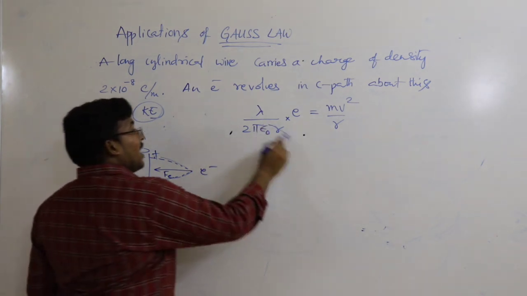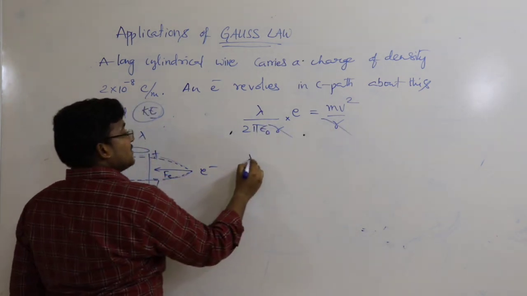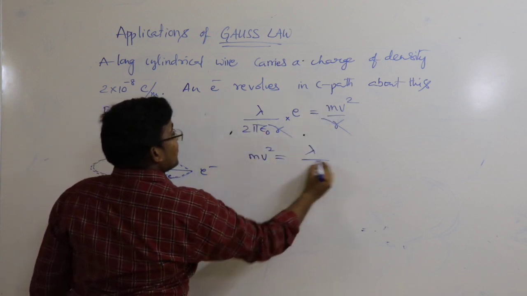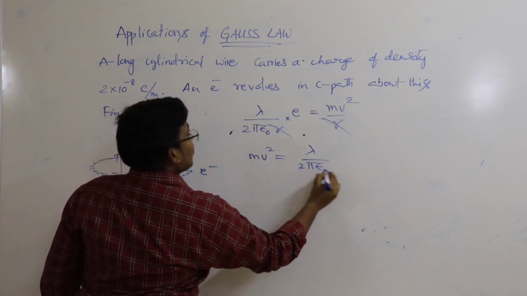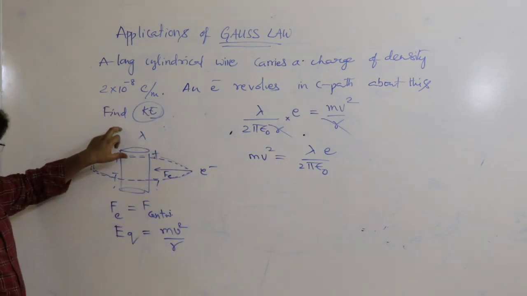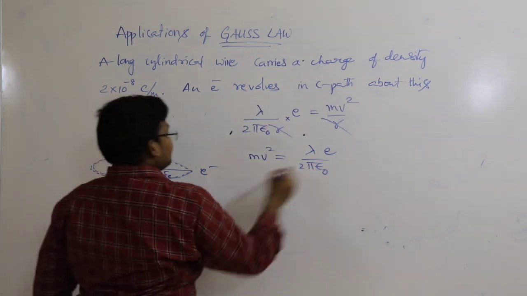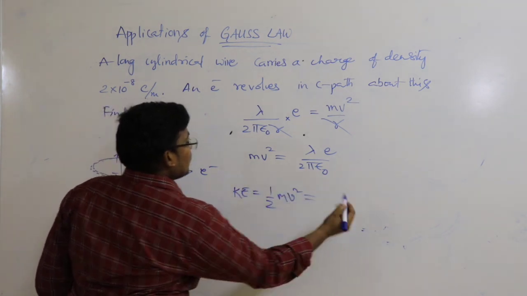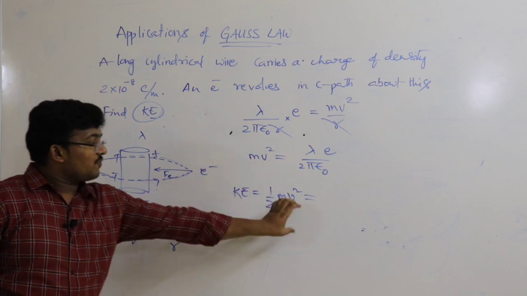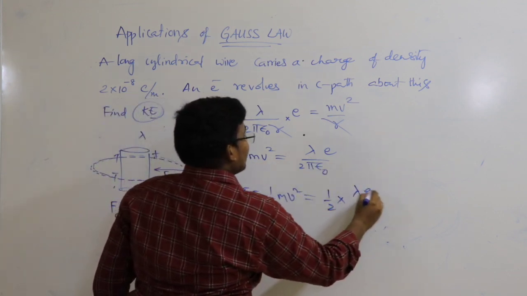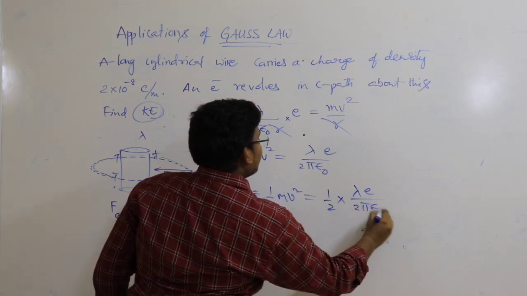Now can I cancel r and r? Now what is mv square I got? I got mv square as lambda E by 2 pi epsilon naught. But in the question, what are they asking? Kinetic energy. You know that kinetic energy is equal to half mv square. Now you already know the mv square value, so substitute here: half mv square is lambda E by 2 pi epsilon naught.